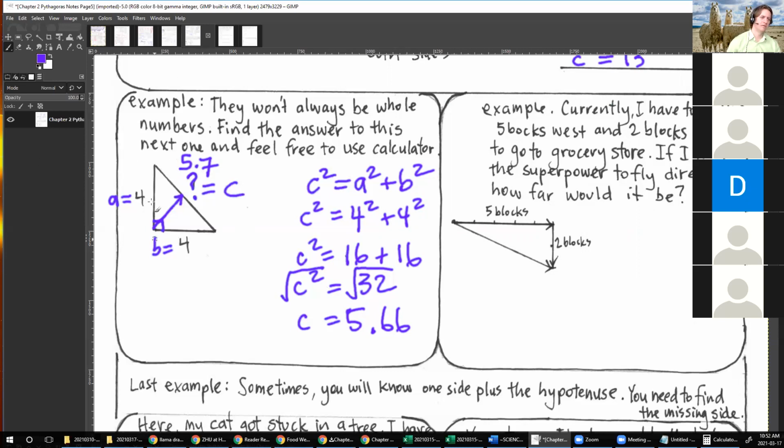5.7 should be the longest of the 3 sides, which it is. That's great. And so we can move on.